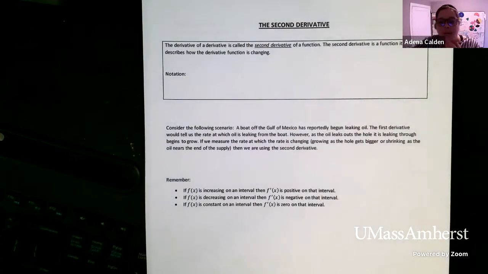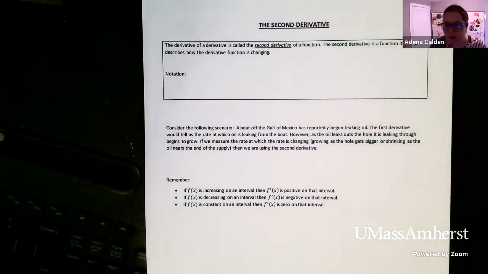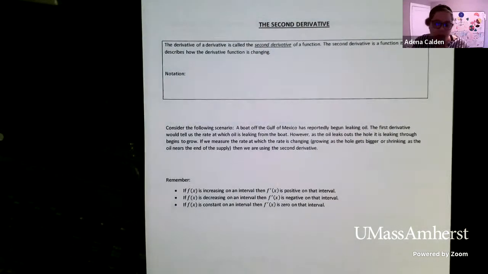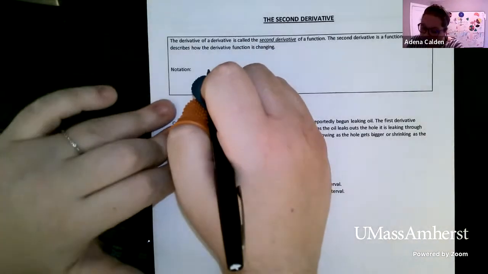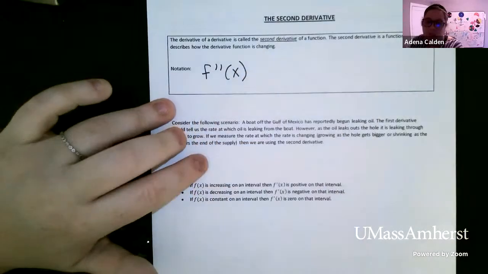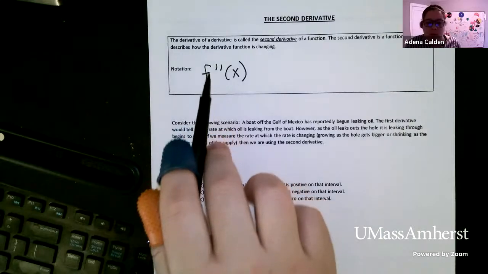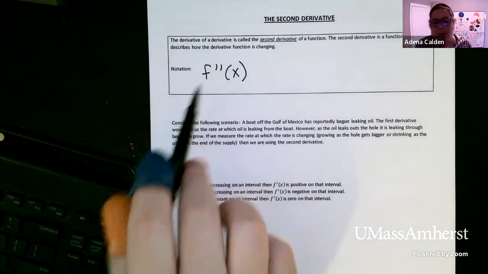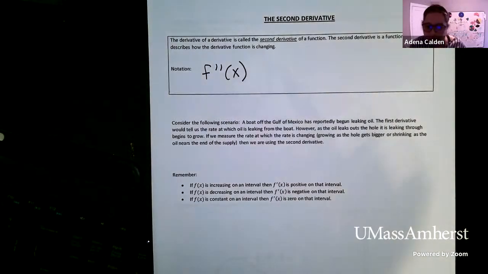So let's start by talking about notation. As you know, calculus was created in parallel by two different people. So just like the first derivative notation, we have two different sets of notation for the second derivative. You will either see something that looks like this, which is Newtonian, and we say f double prime of x. So f prime of x is the first derivative, f double prime is the second derivative.